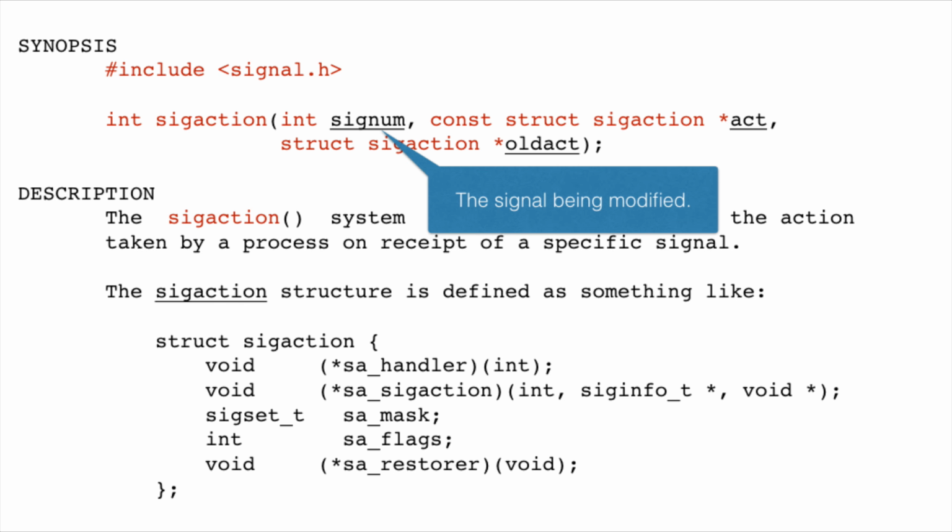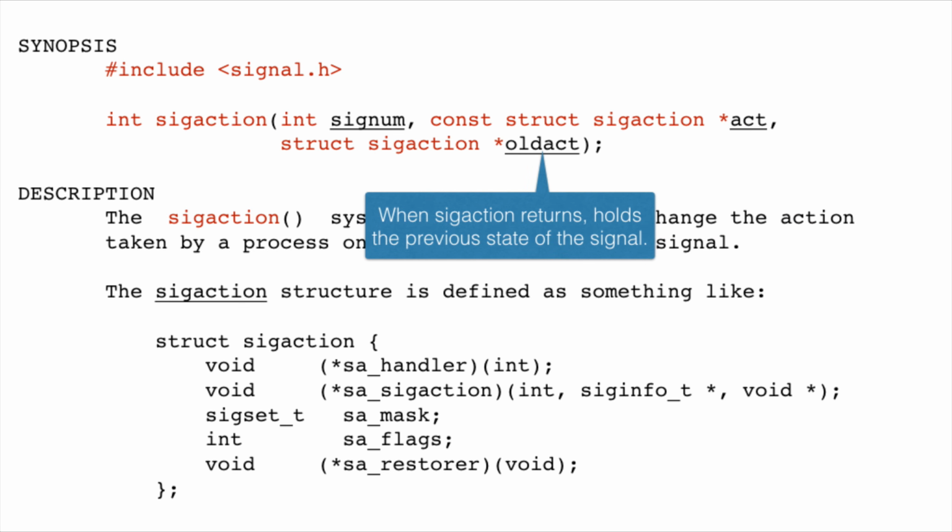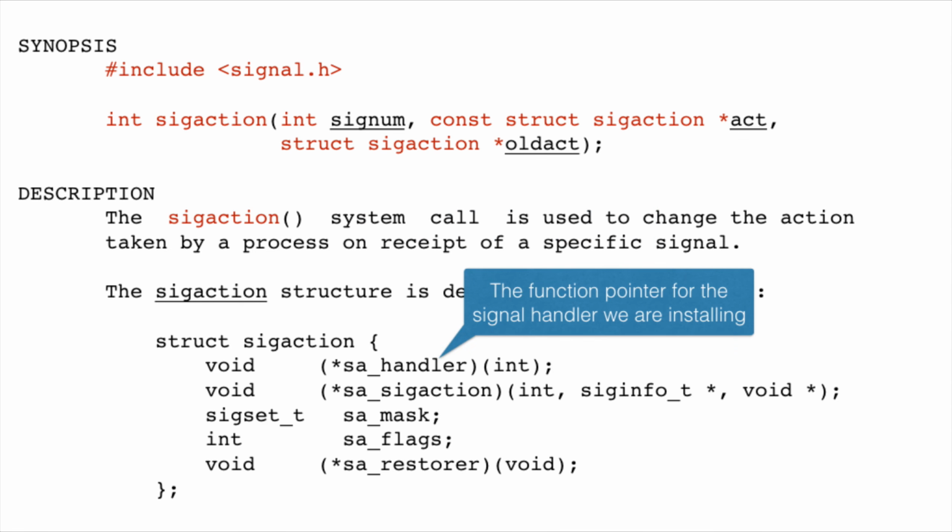The SIGAction system call takes a little bit of explanation. The first argument is the number of the signal that we are going to modify. The second argument is a pointer to a struct that we need to initialize before we call SIGAction. The third argument is also a pointer to a struct, but in this case, the system call fills in the value of the struct with the current state of the signal handler before we change it. We won't be using this argument in our examples, but it is sometimes useful to save the previous state of the signal. The first field of the SIGAction struct is the function pointer for the signal handling function we want to install. The remaining arguments we will get to later when we talk about blocking signals.